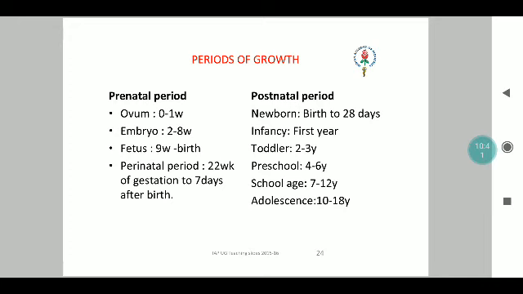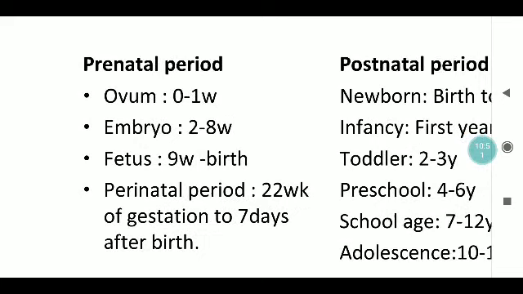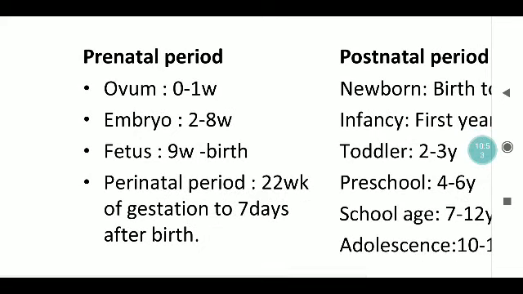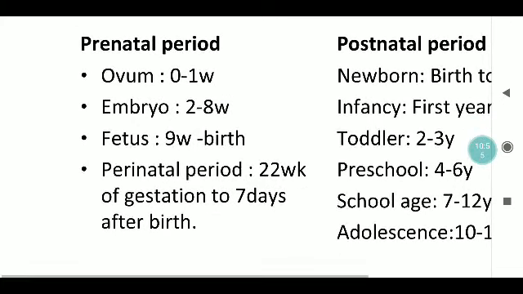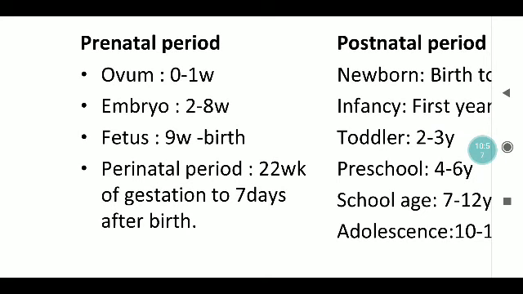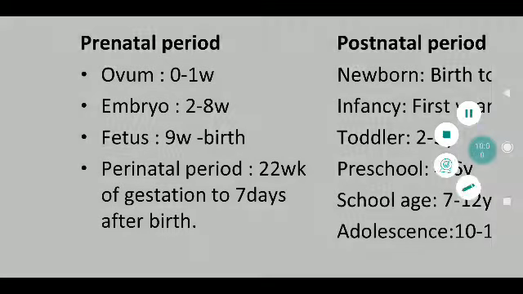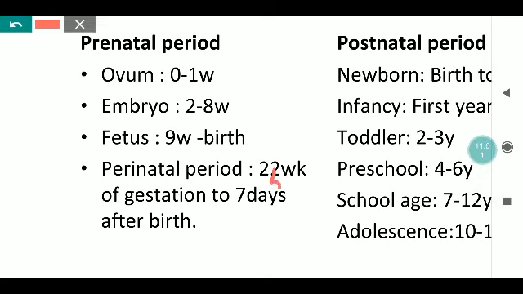If you consider the period of growth for the terminologies, what we should know: an ovum is there between 0 to the first 1 week of life. Post-fertilization, it becomes an embryo. It is called a fetus between 9 weeks up to birth, and a perinatal period is between 23 weeks of gestation to 7 days after birth. There is an update in this. Perinatal period is from 23 weeks onwards.